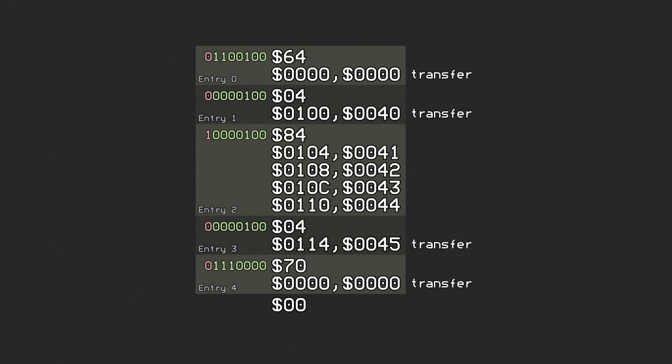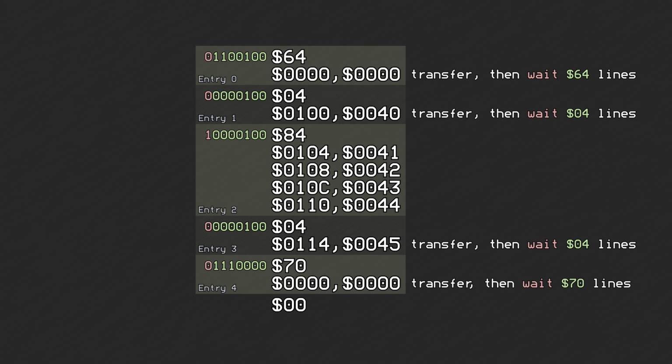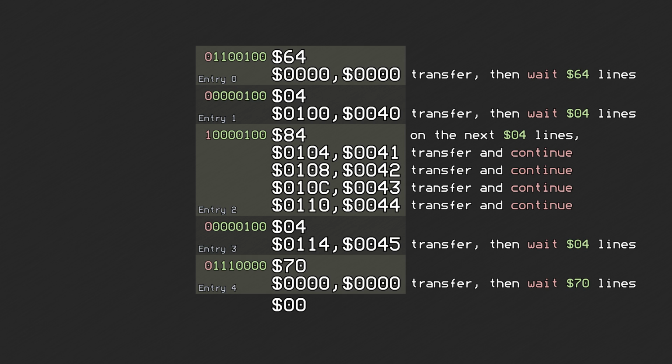Then this channel will pause for the number of scan lines specified by the count before moving to the next list entry. If the continue flag is set, the data will include multiple units of data equal to that of the count. 1 unit will be sent on each scan line for this many scan lines, after which it will move on to the next list entry. Finally, if the count is 0, then this HDMA channel will be suspended for the rest of the frame.